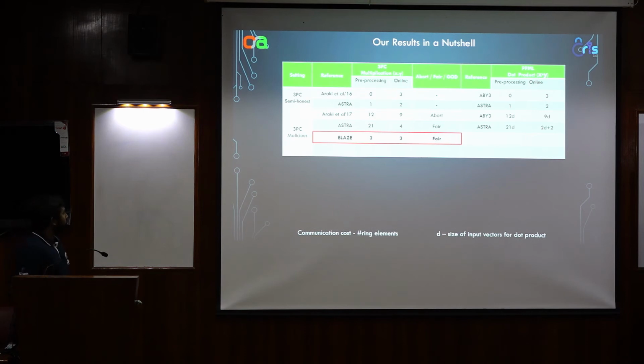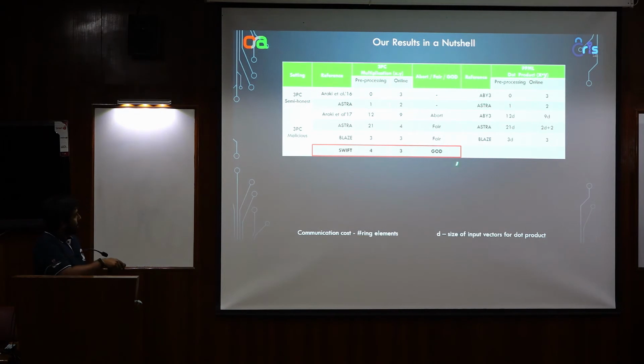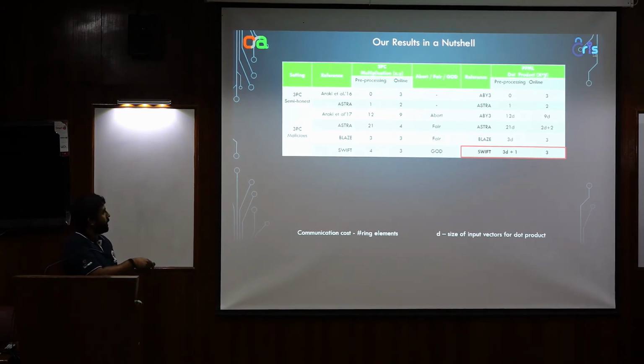Then in our follow-up work, we could reduce this cost from 21 to 4, and 4 to 3. So I will quickly summarize the results. In the dot product in the online phase, we could get a communication which is independent of the size of the vector. And in a follow-up work, we could improve the security from fairness to GOD by trading off the pre-processing cost by one element. In the dot product also, the pre-processing cost is slightly increased by just one element, and the online cost is retained.